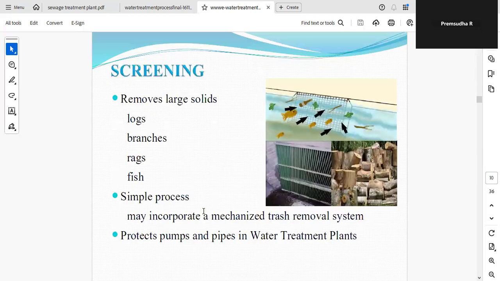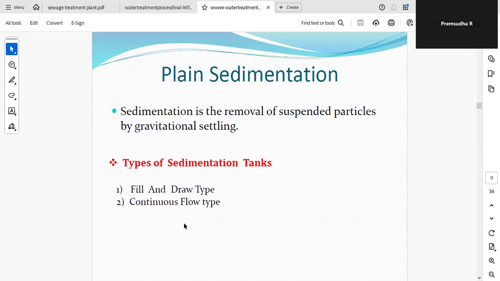So this is the first process, screening. As I said, it removes the floating matter. The screens are like this only, bars arranged inclined, vertical and horizontal. It removes the logs, branches, racks, a simple process. Incorporate a mechanical trash removal system. It protects pumps and pipes in the water treatment plant.